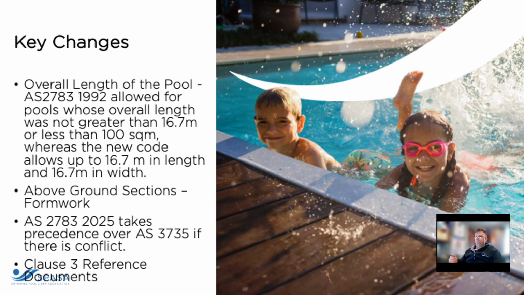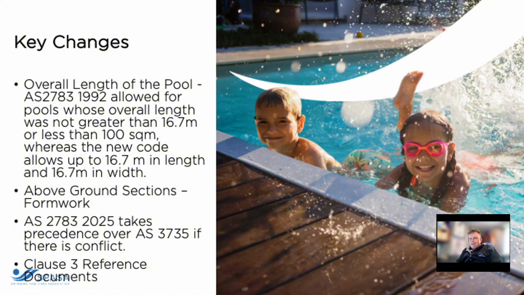Okay, key changes. Well, let's get into it. So it's what we're all here to do. The overall length of the pool, which previously talked about not being greater than 16.7 metres or less than 100 square metres, this is the 1992 version, whereas the new code allows up to 16.7 metres in length and 16.7 in width. So that's actually quite a significant increase in surface area. And it also excludes the above ground sections of formwork.